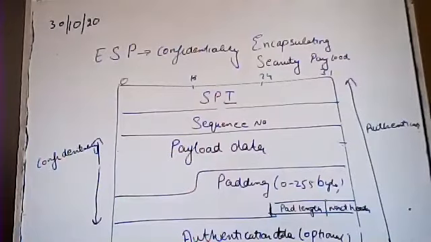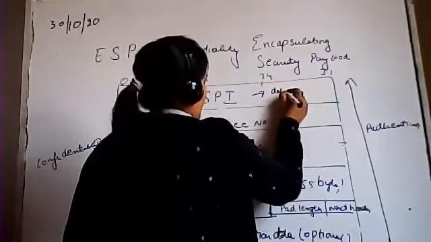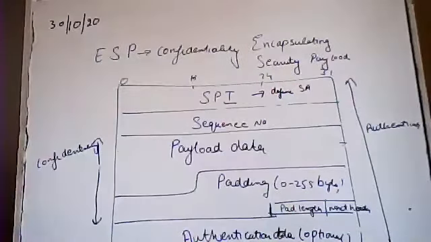We can see over here that we have a security parameter index. Again, what is the security parameter index? That will tell you what type of security associations you are having. That is defined in your SPI. So what type of security associations we have, we define under this security parameter index.